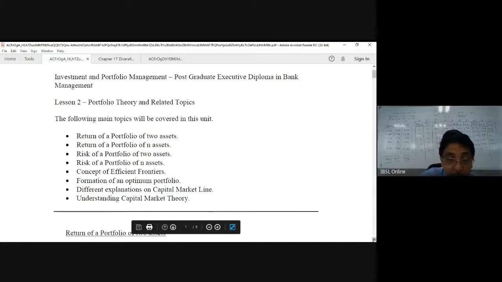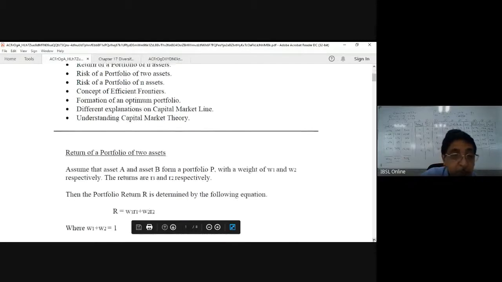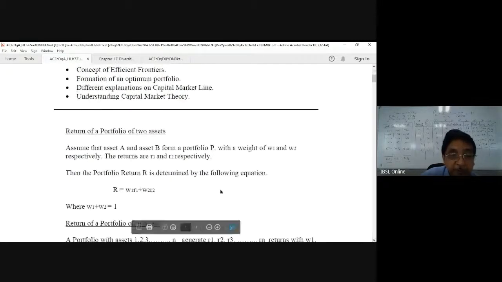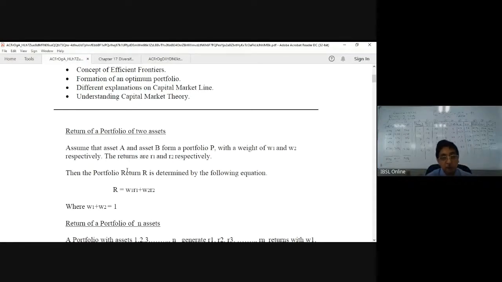Right. I think the simple thing we can do first, assume that asset A and asset B form a portfolio P with a weight of W1 and W2. What do you mean by weight? To form a portfolio, you have to get the mix of A and B. We can mix it in different forms. You can have 20% of A and 80% of B, 30% of A and 70% of B, or 50% of A and 50% of B. Likewise, you can have different weights.